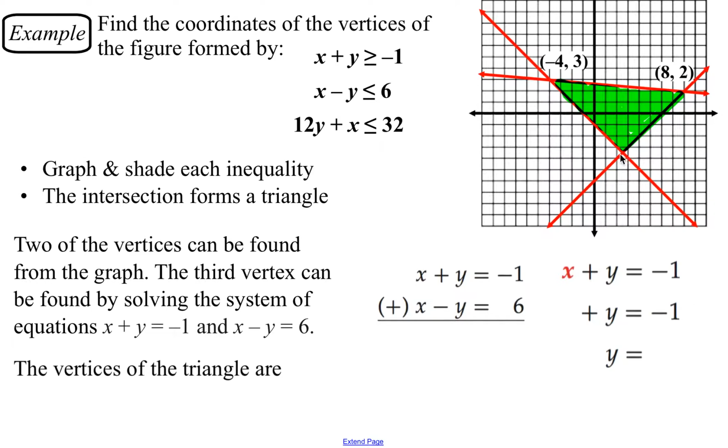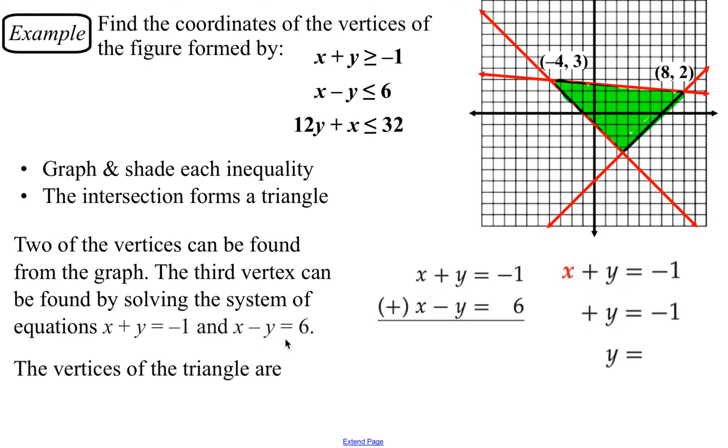But the vertex down here is not so easy to figure out because it's kind of in the middle of a box. So we don't know what those coordinates are. So what we're going to do is take the inequalities that give us that point. So we're going to use the 12, wait a second, I'm telling you the wrong one. We're going to use the other two. The first two are the two lines that intersect to give us that point. So we need to solve those algebraically.